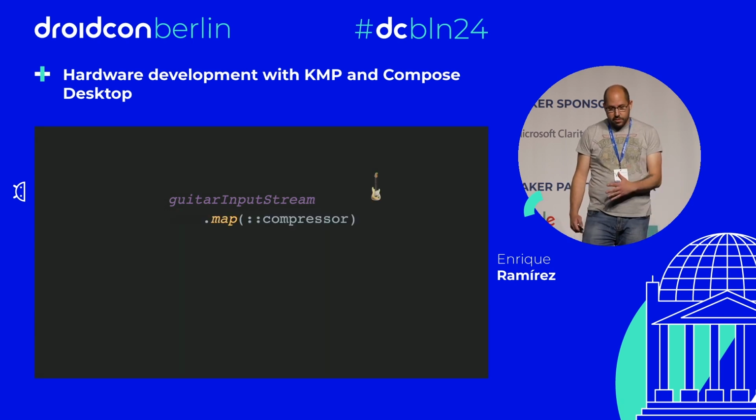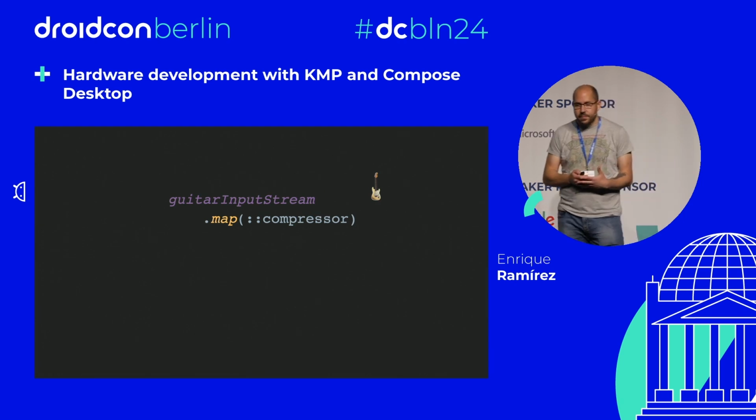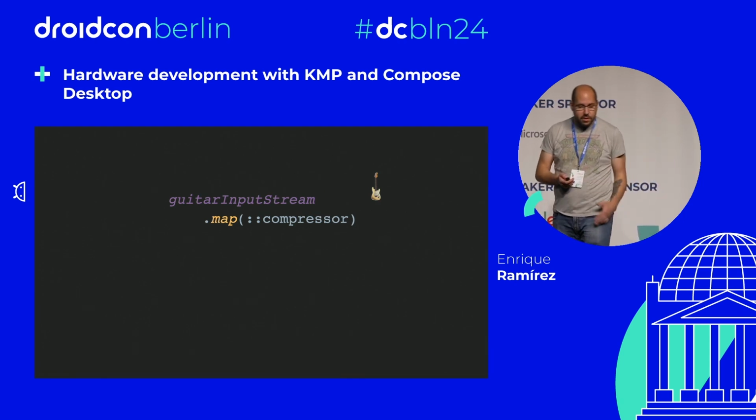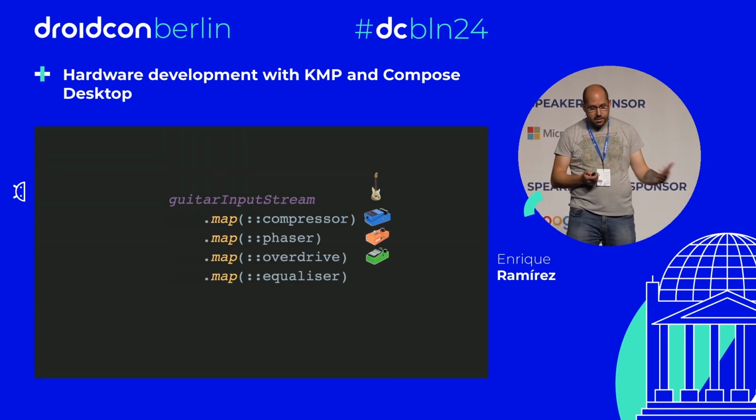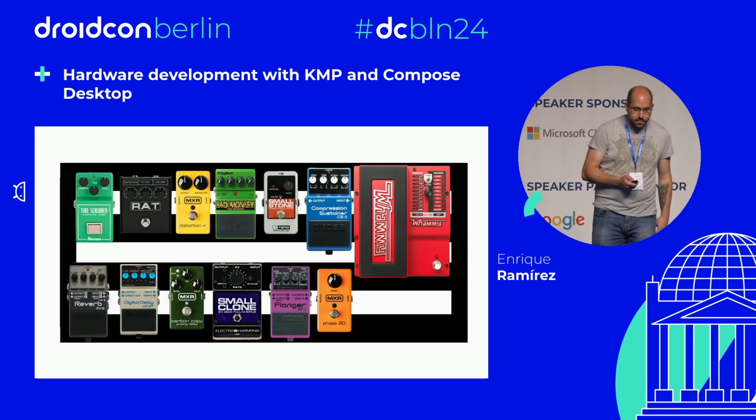So the guitar is your stream, and you can see each effect as a mapping function, and you could change in different ones. Let's say we have a compressor, phaser, an overdrive, equalizer, delay, different kinds of effects.